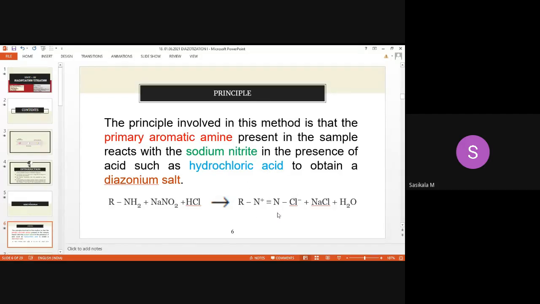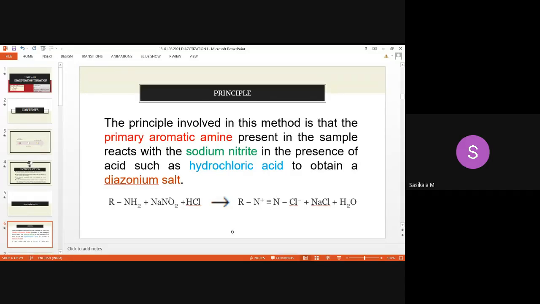This is the diazonium salt. The N triple bond N containing group is called diazo. Two nitrogen atoms are attached, so it is called diazonium salt. Salt means it is attached with chloride, like sodium chloride, potassium chloride, likewise different salts you should have seen. So likewise this is a diazonium salt, diazonium chloride is forming.